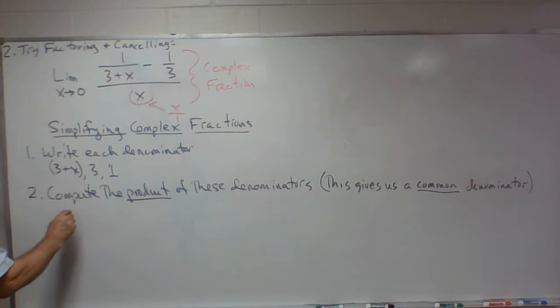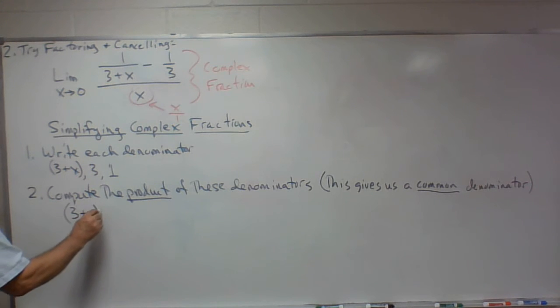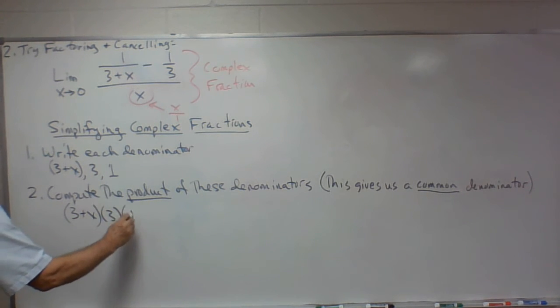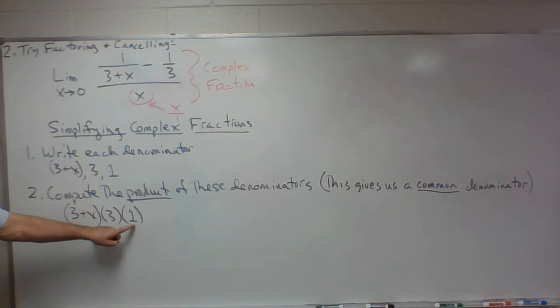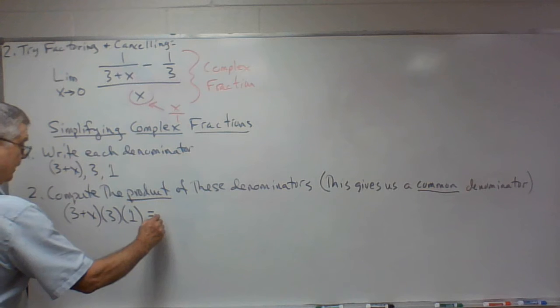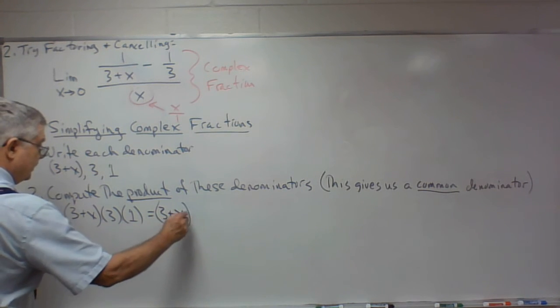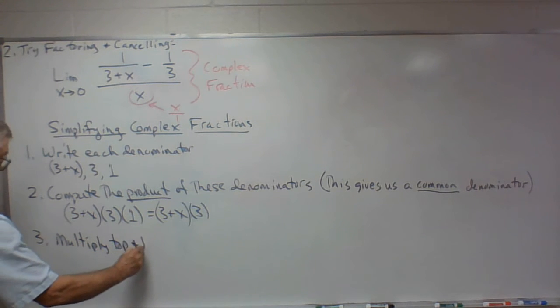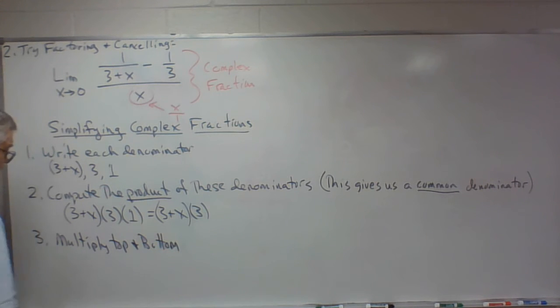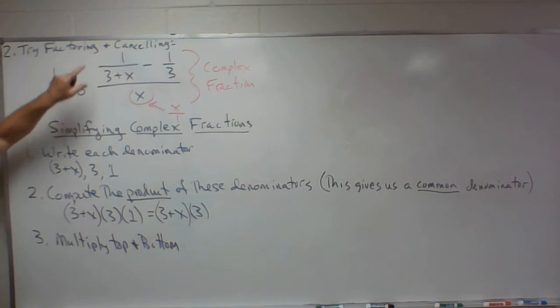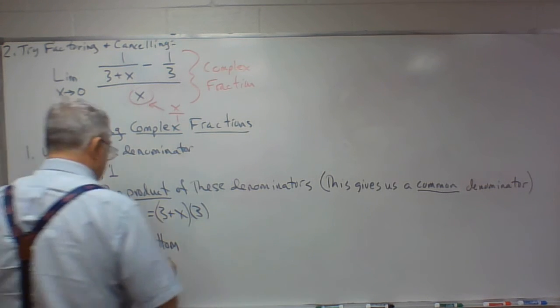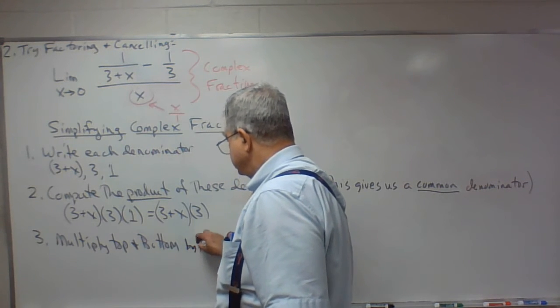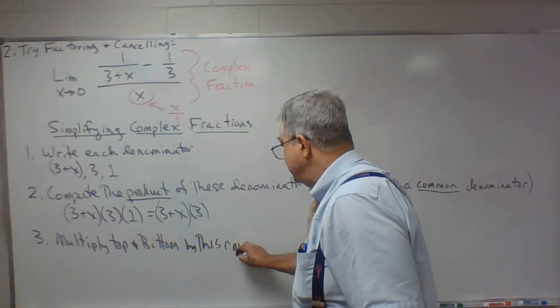So let's see what we get. 3 plus x times 3 times 1. And this factor really isn't going to change anything. So what it really is, 3 plus x times 3. And then the final step. Multiply the top and the bottom by this common denominator.